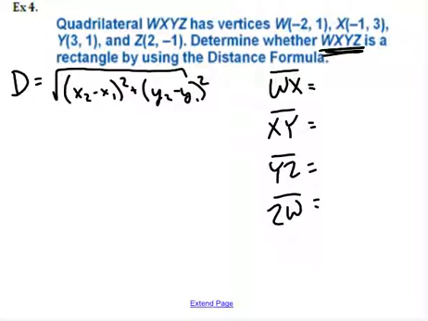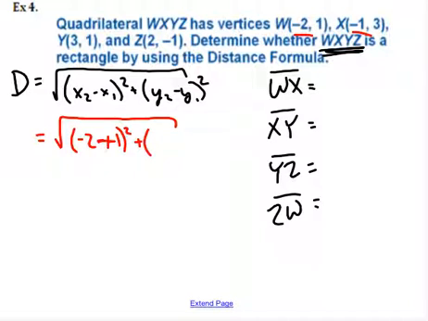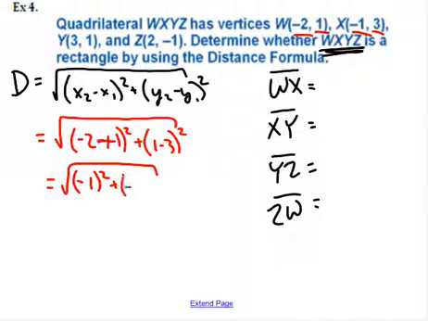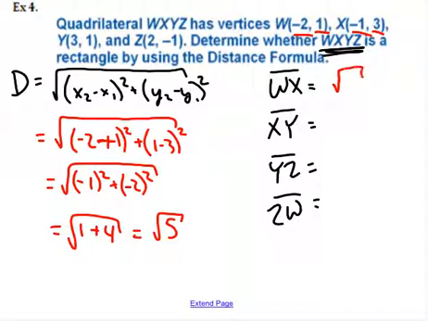So then I go up here. If I was to do WX first, I see the value of -2 and -1. So -2 minus -1, that's going to become a plus, squared, plus. Then I'd have to do 1 and 3, so 1 minus 3 squared. This is going to equal the square root of -1 squared plus -2 squared. And then we're going to have 1 plus 4, which is going to equal the square root of 5. So WX is the square root of 5.